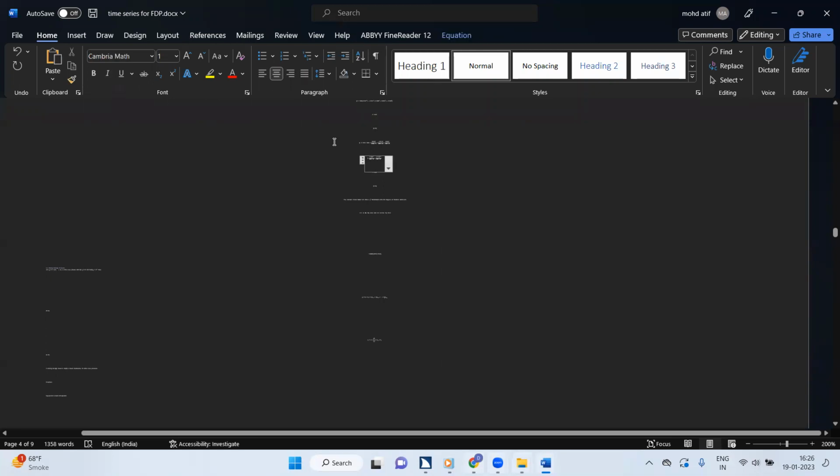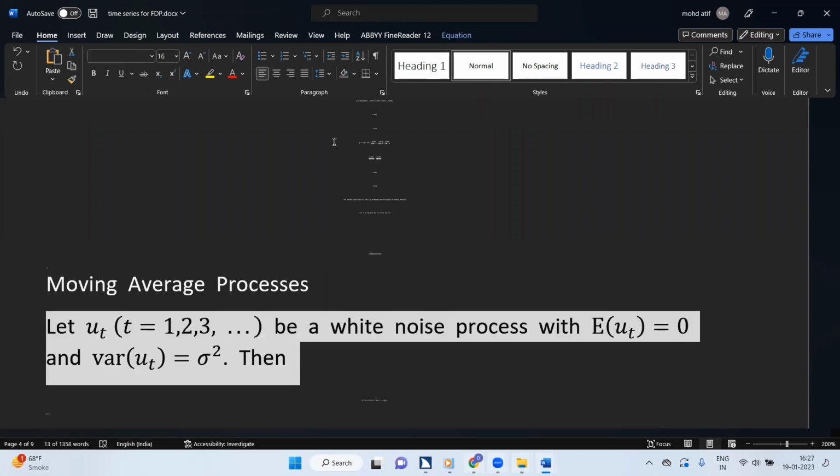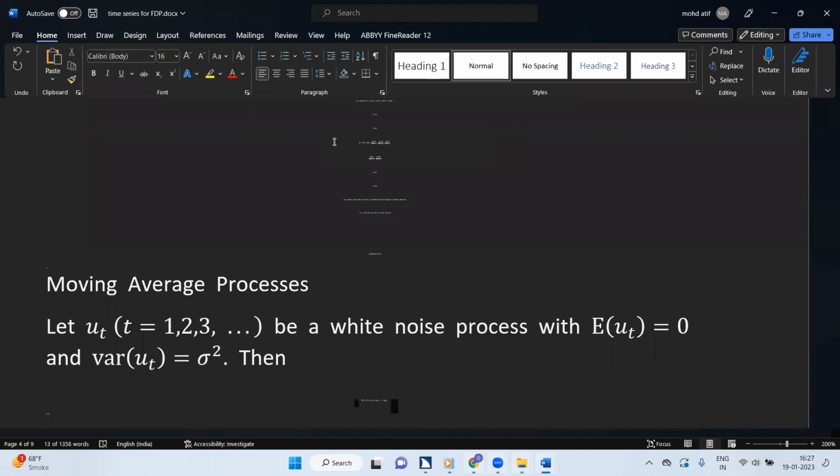Okay, let's talk about the main processes. So in ARIMA, as I mentioned, there are 3 components: autoregressive, then integrated, and then moving average. I'm starting with moving averages. Moving average process. So imagine we have a white noise process that is ut. Then look at this.